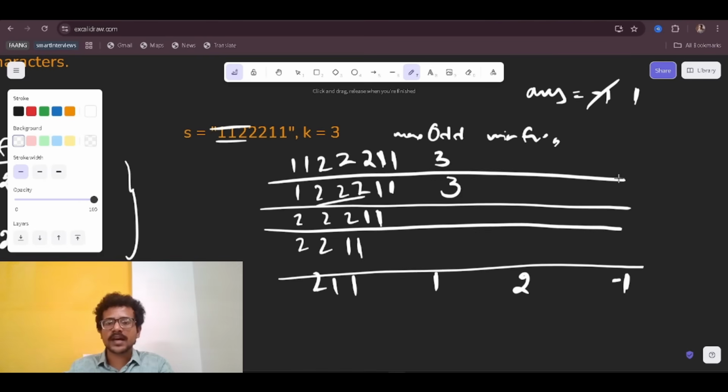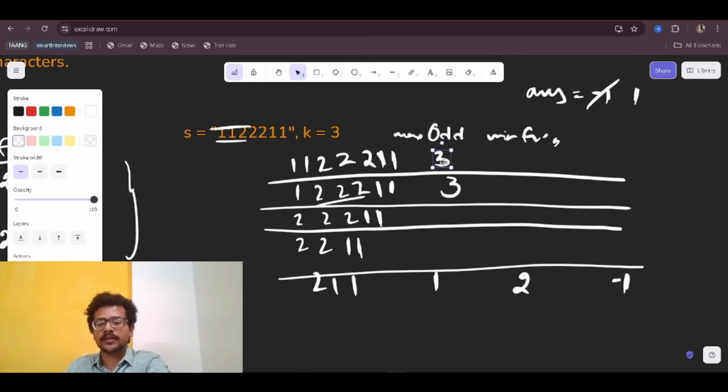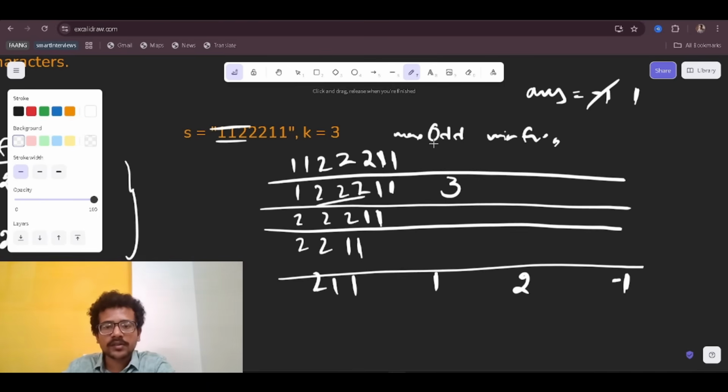So this is the last thing that I am going to take, right? So max odd is 3 and minimum even is 4. 3 minus 4 is minus 1. But from minus 1 and 1, 1 is greater. So the answer will be 1.